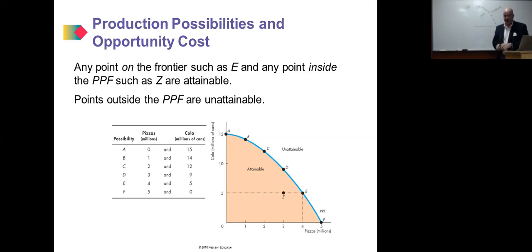So if we want to increase our production of one service, we must decrease our production of something else. Look at this chart. If this PPF represented what's obtainable within the US economy, we could see that if we wanted to increase production of pizzas, we're going to have to decrease the production of colas.